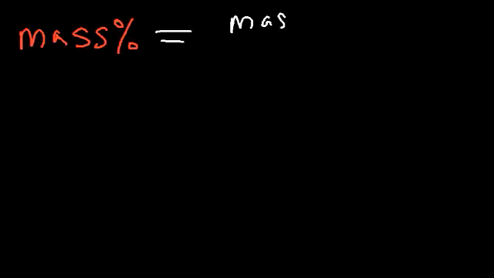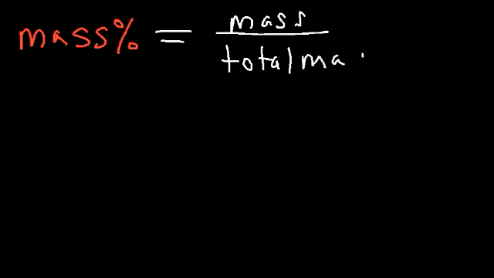The next topic that we're going to discuss is mass percent, also known as percent composition. If you want to find the mass percent, it's the mass of the element of interest divided by the total mass times 100%.